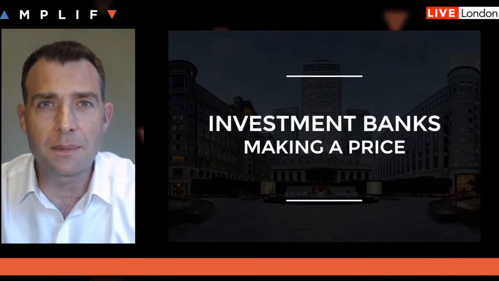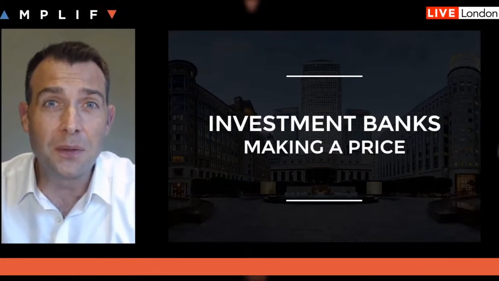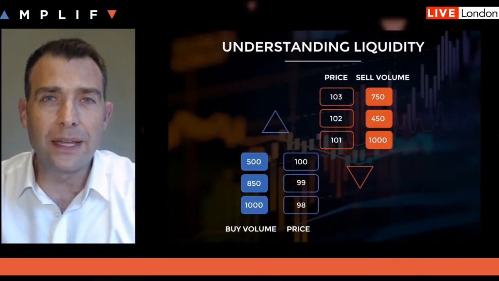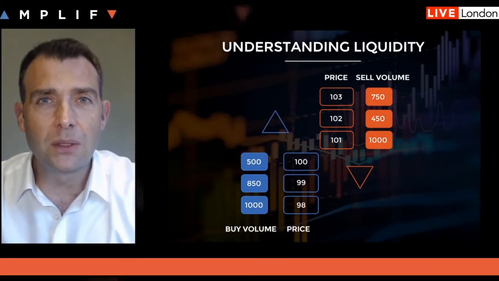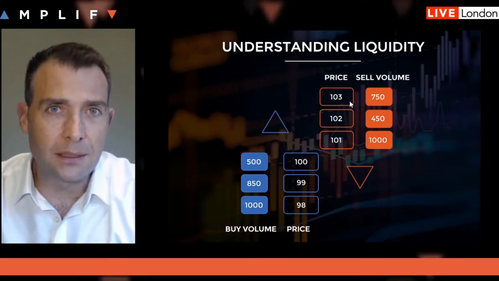Okay, so how do you make a price? Good question, and if you've never done it before, you definitely need to know now. One of the reasons for making a price, and really why investment banks provide this service to asset managers, is because of something called liquidity. Here, we're looking at the market depth of a particular product.